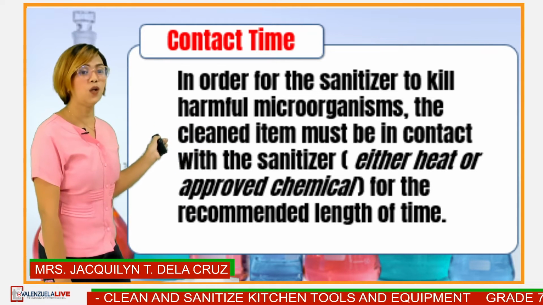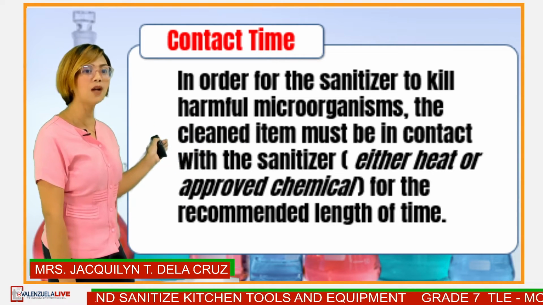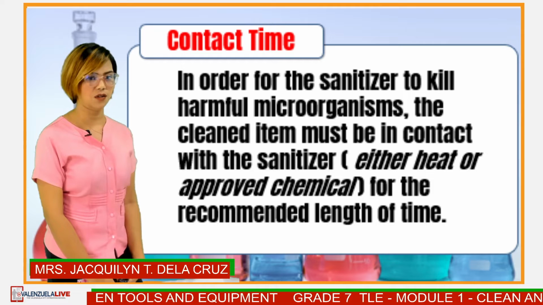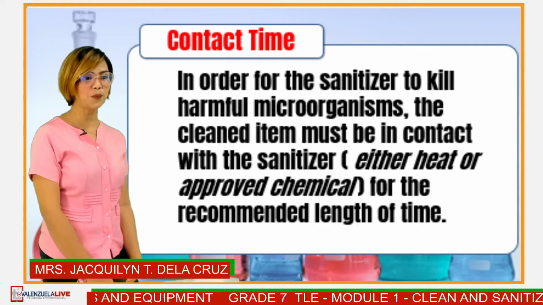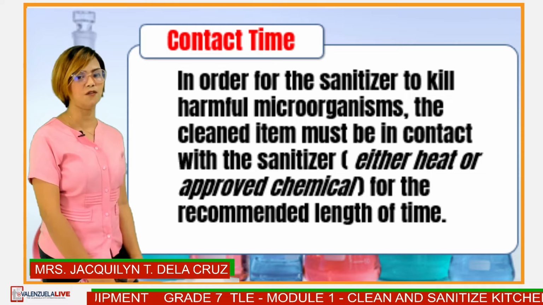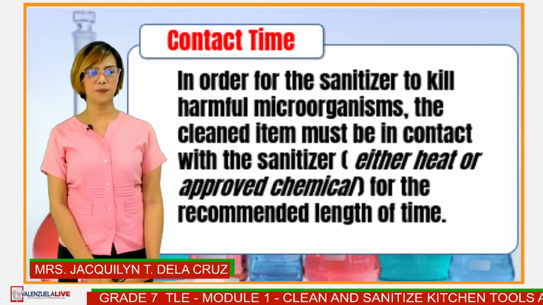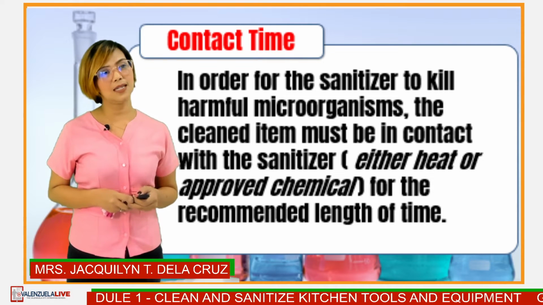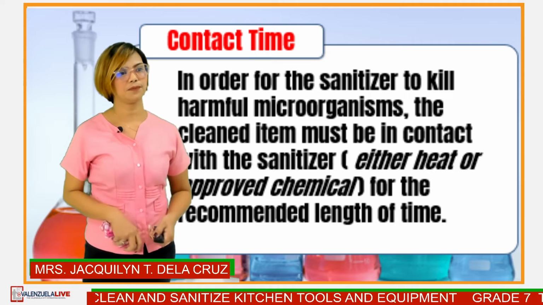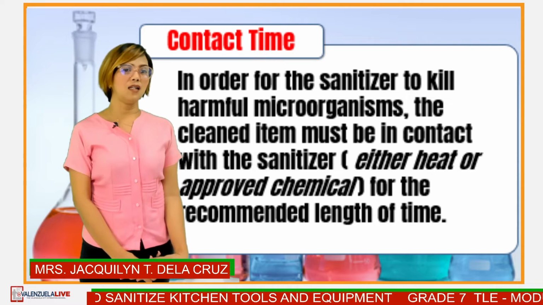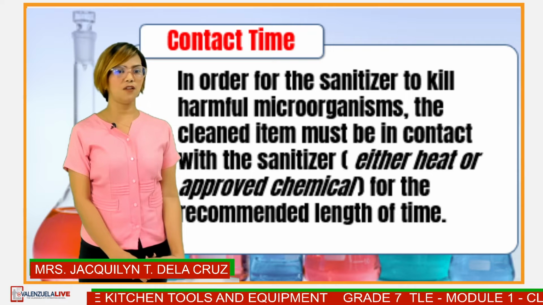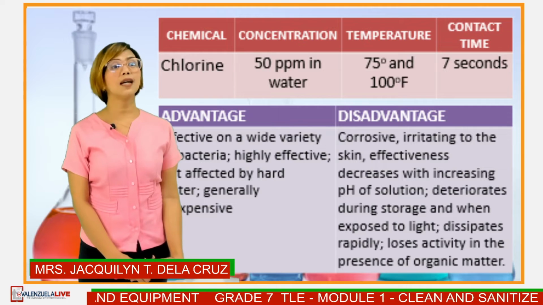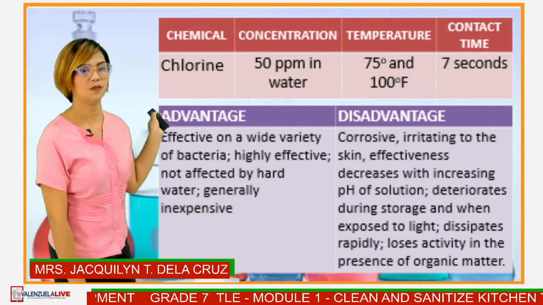Last factor that you need to consider that influences the effectiveness of chemical sanitizers is the contact time. In order for the sanitizer to kill harmful microorganisms, the cleaned item must be in contact with the sanitizer, either hot heat or approved chemical, for the recommended period of time. As a general rule, everything that has had a direct contact with food needs to be cleaned and sanitized. For you to be properly guided about the factors that influence the effectivity of the chemicals, as well as to know more about their advantages and disadvantages, kindly look at the table.